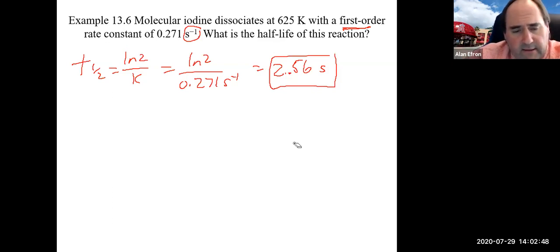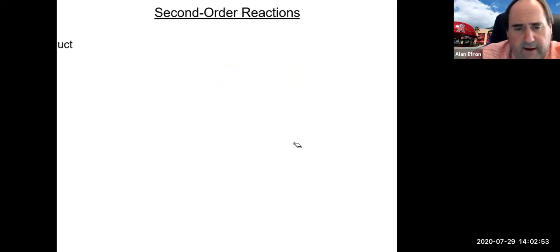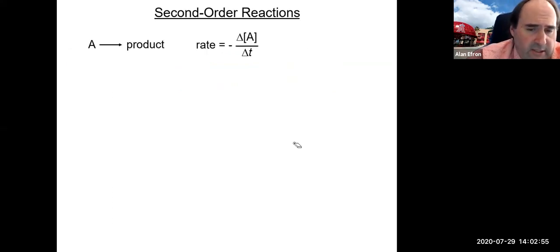All right, so now let's talk about another type of order of reaction, which is a second order reaction. And for a second order reaction, you really could get it in one of two ways. You could either get it with a single reactant that is to the second order. You could also get it by having two reactants where they're each first order, which would give you second order overall.